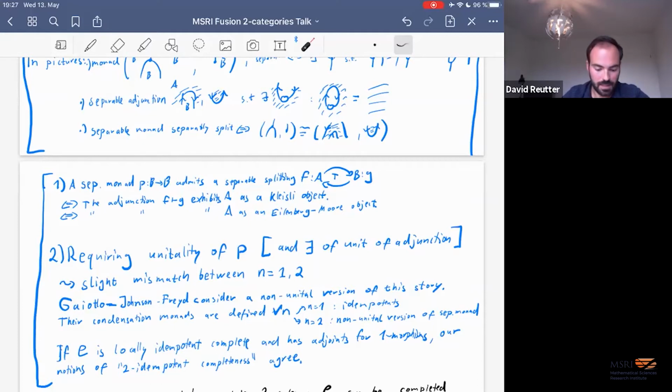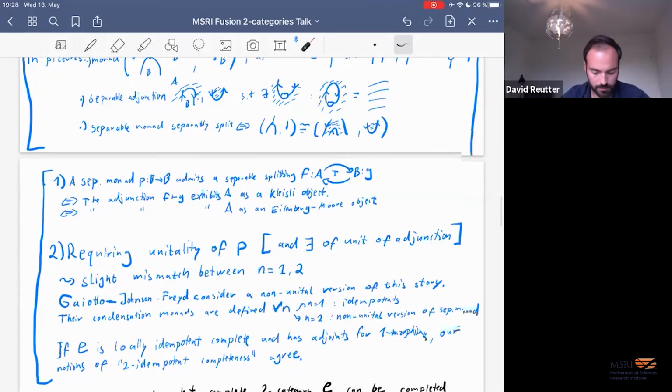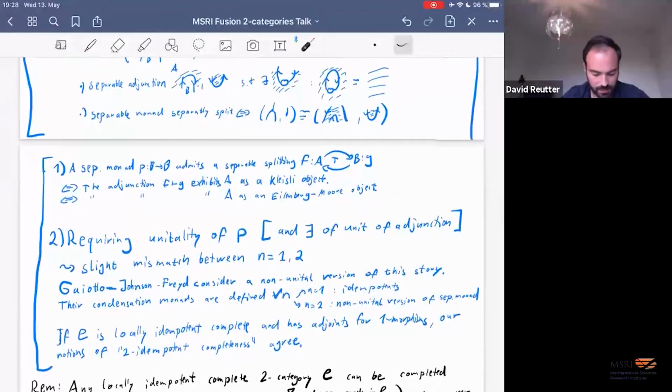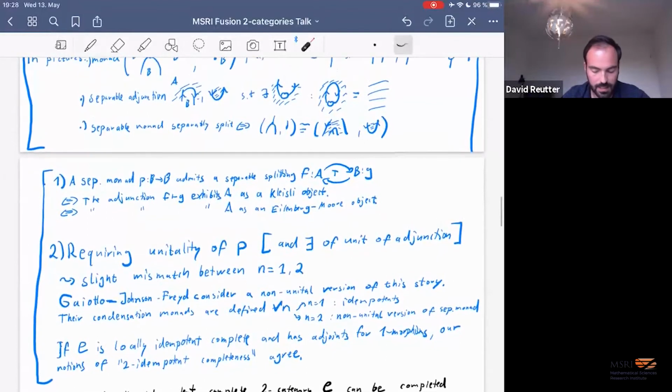But in that paper, they showed that if C is locally idempotent complete and has adjoints for 1-morphisms, then these two notions of 2-idempotent completeness agree. Because you can freely unitalize your algebras and get into this unital world. And since we're in this setting, we're happy to restrict our attention to unital algebras and unital monads, because it's easier to work with, maybe more standard, more classic somehow. But that's just an aside comment if you wondered about that.